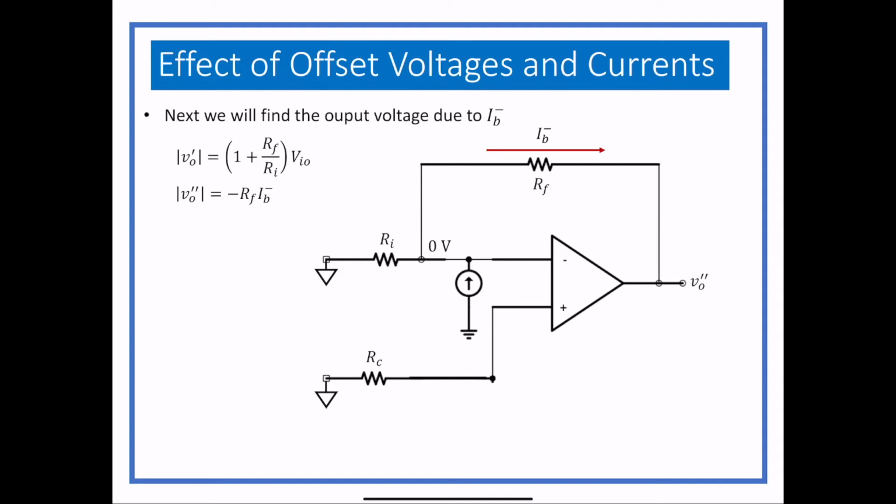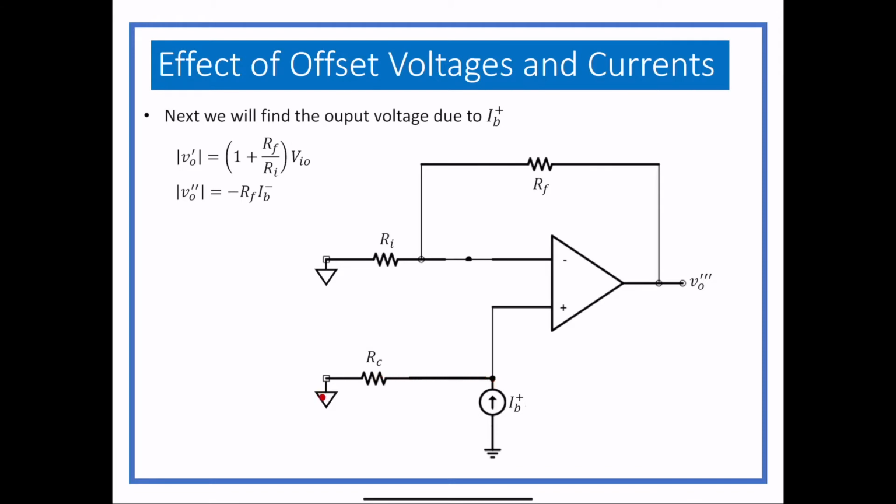So that's 2 out of 3. And RC still hasn't had a point in being in the circuit yet. It's been neglected twice. So now, when we look at IB plus, that is where RC actually has an effect. We've got a current coming into this node, and it can't go into the op amp because there is no current going into the op amp, which means the only direction that current can go, IB plus, is through that RC.